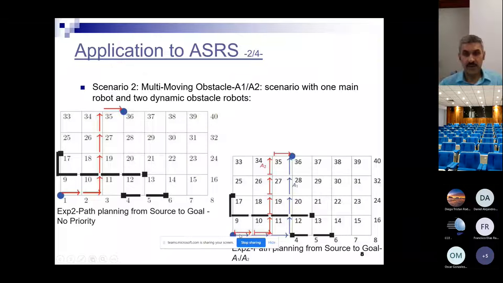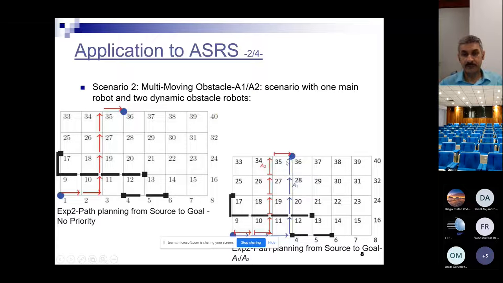However, if I'm using priority, the main robot will have two ways to move, one with the A1 and one with the A2 priority algorithm. In A1, it will go to block 4. The other robot, coming from block 6, will wait and not reach block 4. So it will wait, and then the other one will wait until it reaches its goal.